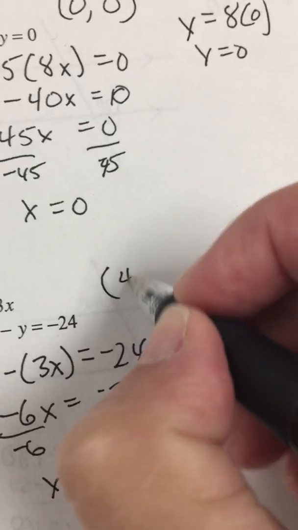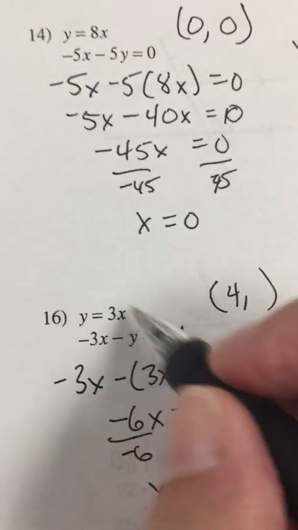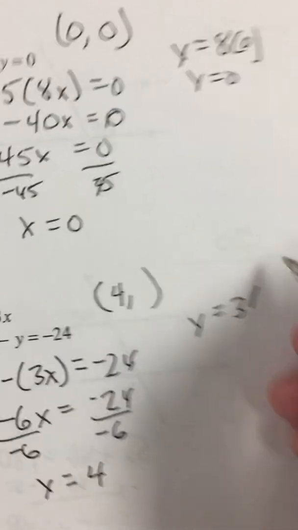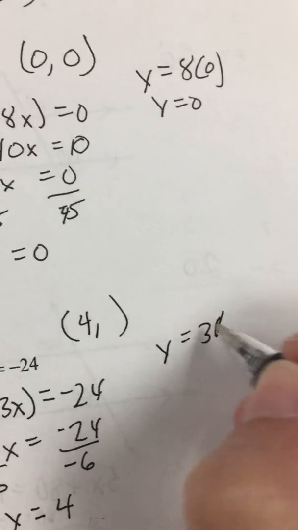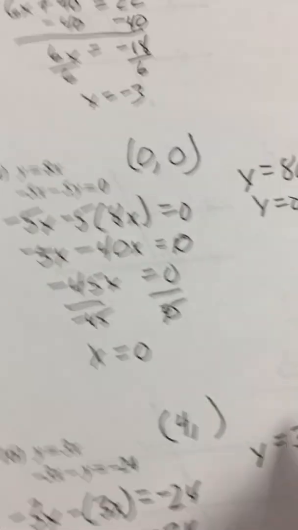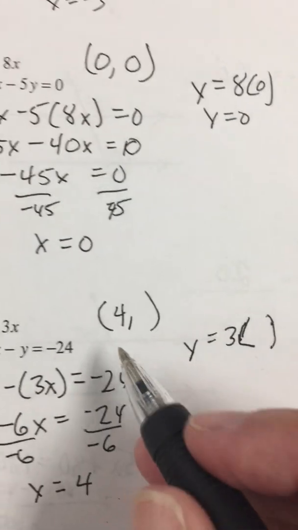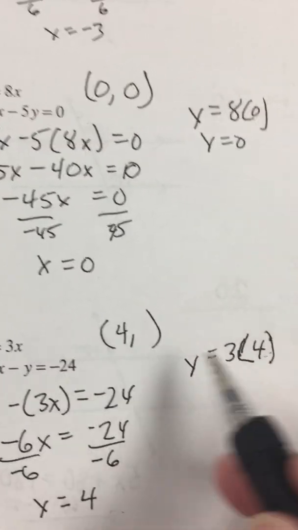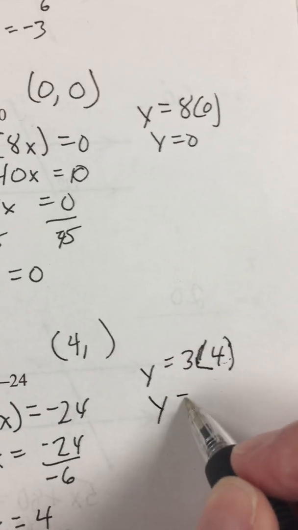So where these two intersect, the x is 4. I'm thinking the first one looks easier to solve. Again, I could use either one to plug in, but I already know the x. If I can make parentheses without moving the paper. There we go. So x is 4, so this is going to go here because y equals 3 times x. And of course, y is equal to 12.